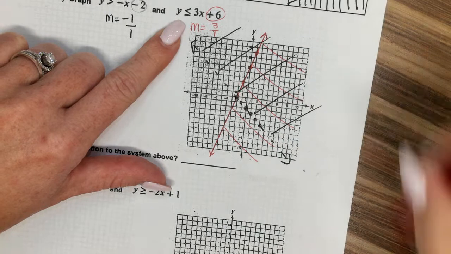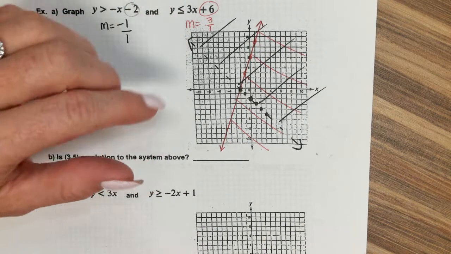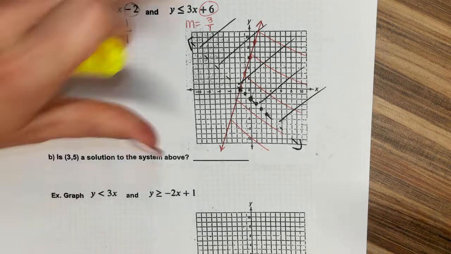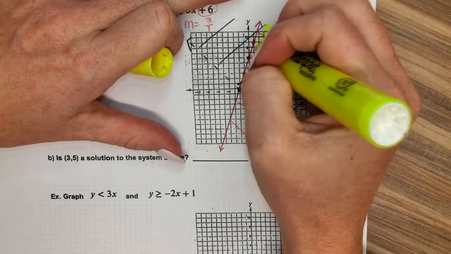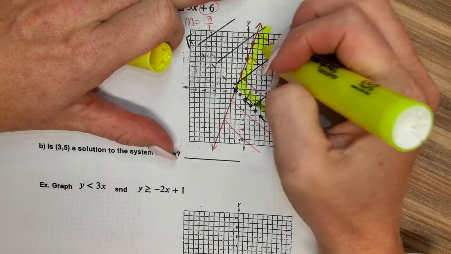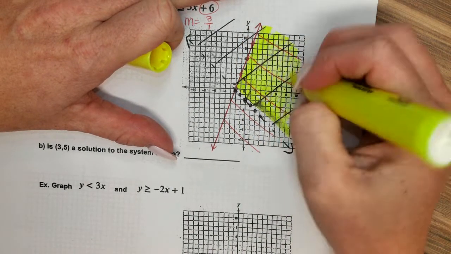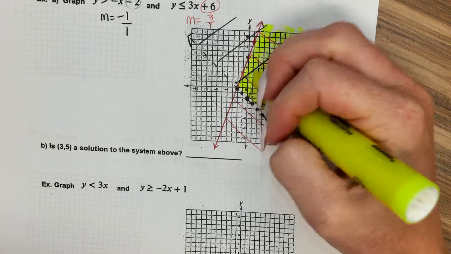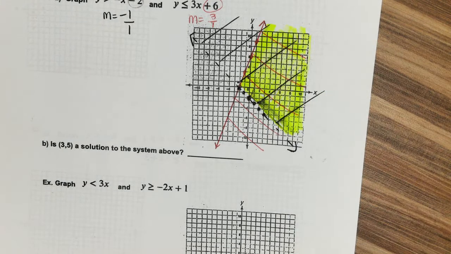Do you see the area where both of them are shaded? So take your highlighter. Everything in this area would be considered a solution to that system of inequalities. Only where they're both shaded.